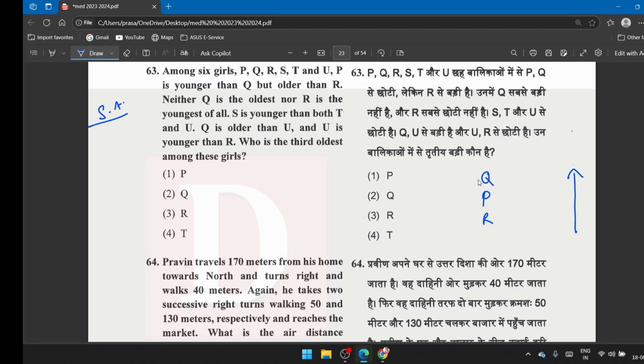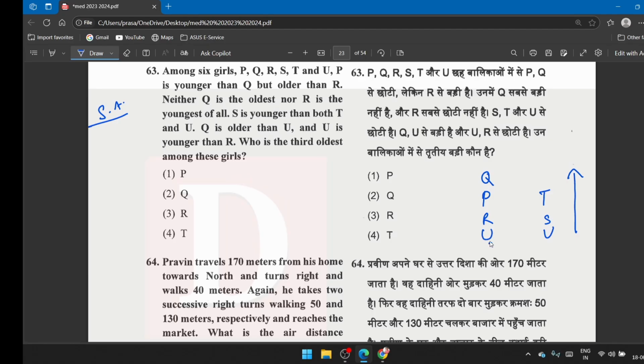That means there is someone above Q. Okay, fine. Then S is younger than both T and U. Not necessarily T is right above S, T can be anywhere, but S is younger than T. Now, what is next? Q is older than U, and U is younger than R.